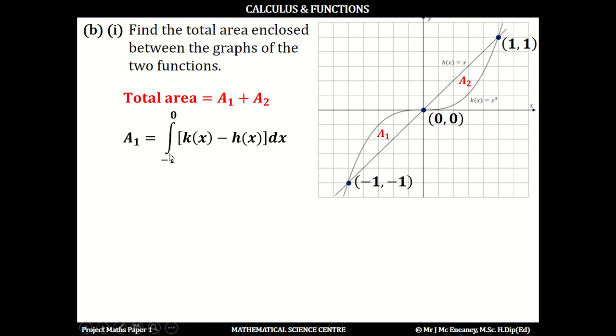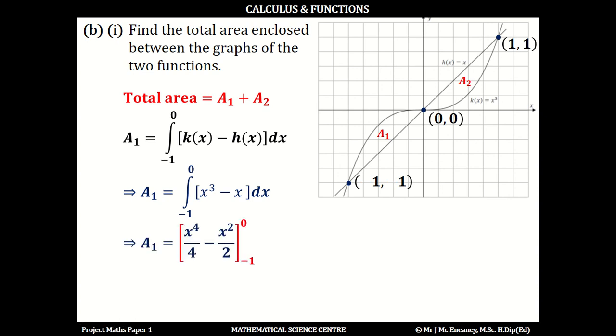So area 1 is going to be the integral from minus 1 to 0 of k of x minus h of x dx. So k of x is just x cubed minus h of x is just x. And the limits go from minus 1 up to 0. If you integrate x cubed, this gives x to the 4 over 4. If you integrate x, this gives x squared over 2. And then the limits go from minus 1 up to 0. If you put in 0 first of all, this just all equals 0. And then minus, if you put in minus 1, that's going to give a quarter minus a half. So a quarter minus a half is minus a quarter, and minus a quarter will change that to plus a quarter.